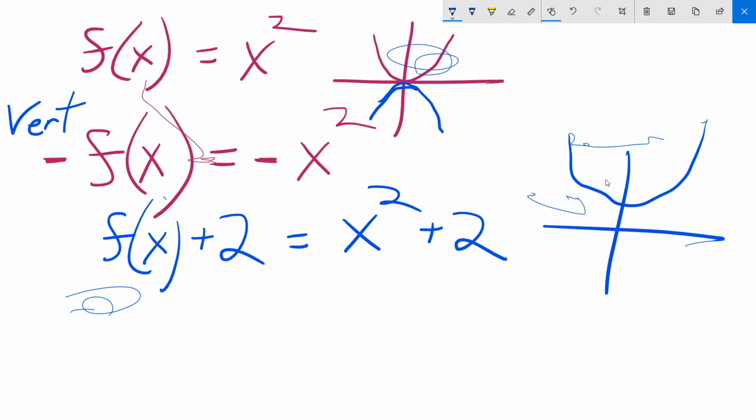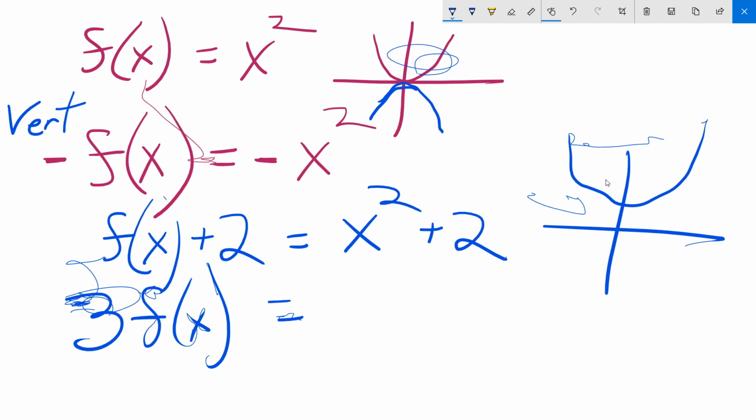There's only one other kind of transformation I can do, and that's a vertical stretch. Let's say I want to do this. Well, what does that equal algebraically? If f of x is x squared, what do you think 3f of x is? It's 3 times what f of x is. F of x was x squared. Okay, it's that straightforward. Now, how do we graph that?